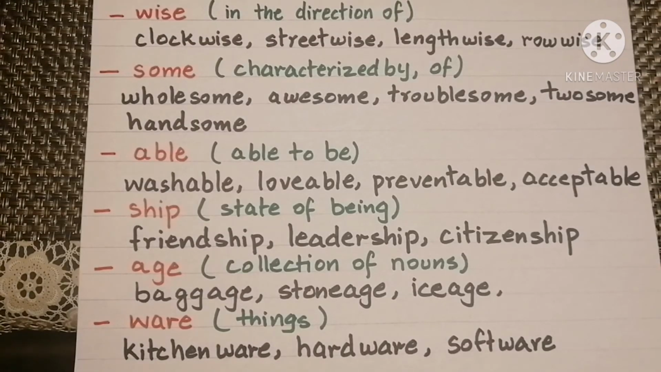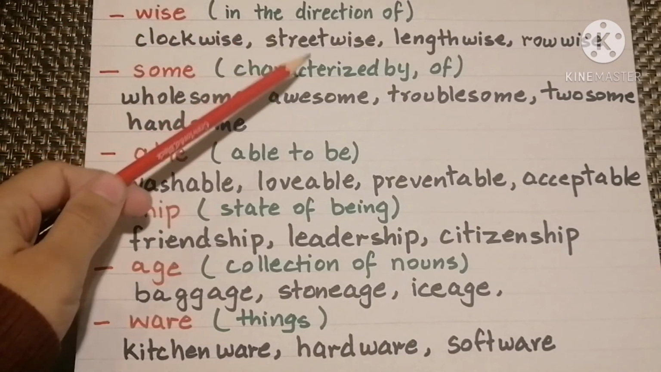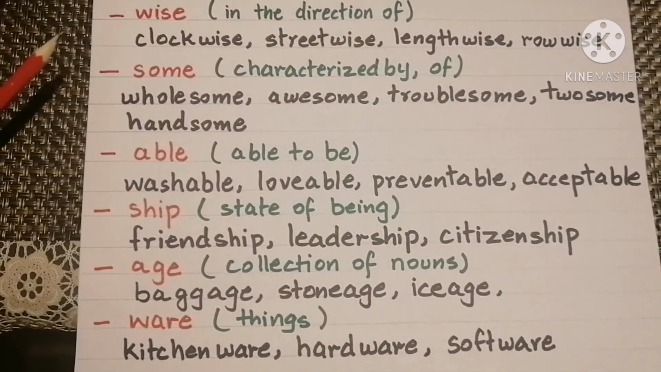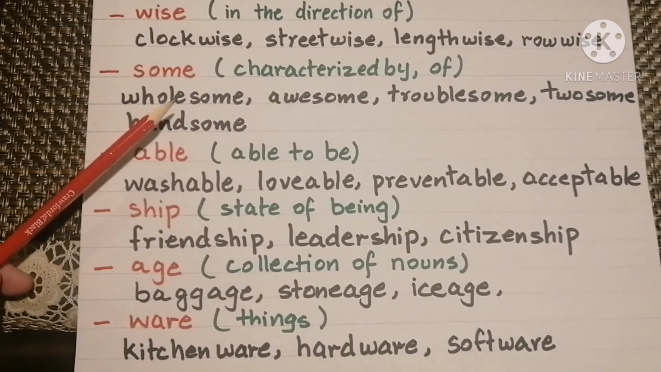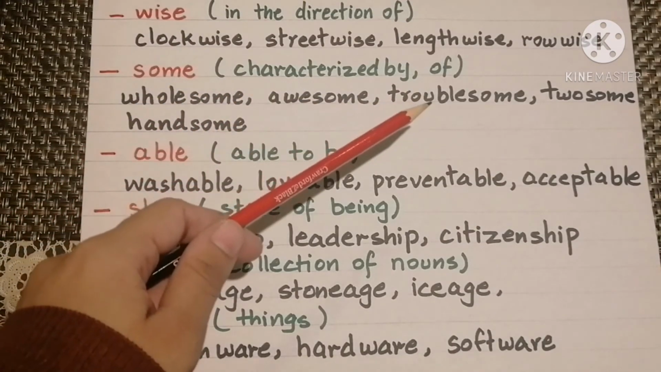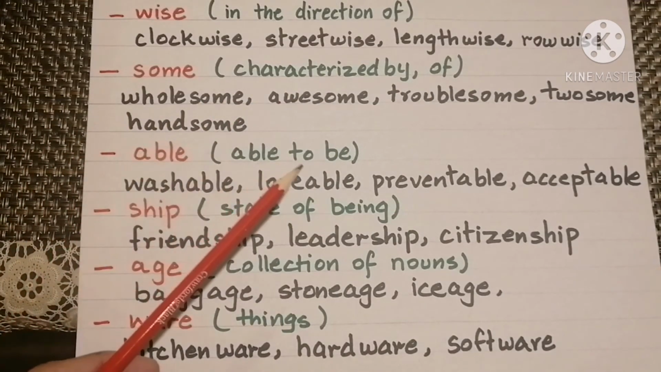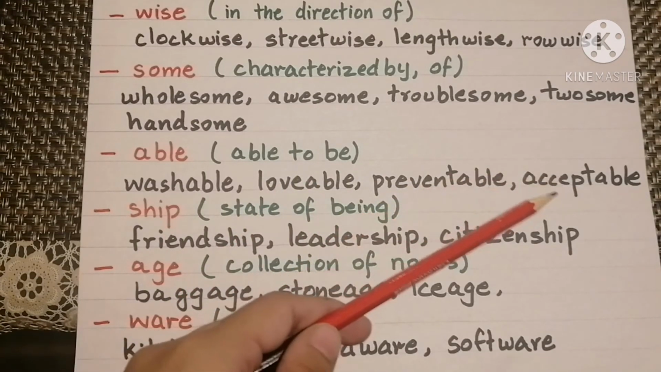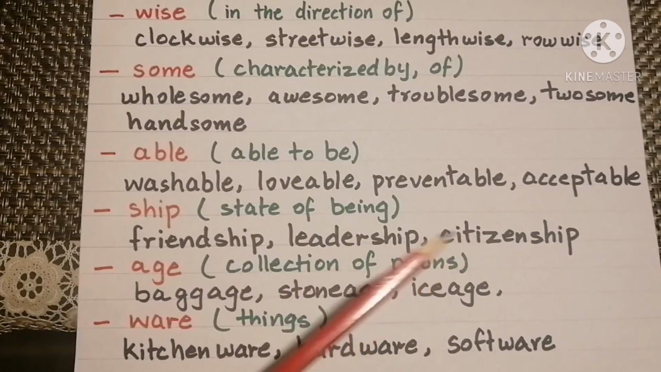Wise, in the direction of: clockwise, streetwise, lengthwise, row-wise or anti-clockwise. Some, characterized by or of: wholesome, awesome, troublesome, toothsome, handsome. Able, able to be: washable, lovable, preventable, acceptable. Ship, state of being: friendship, leadership, citizenship.